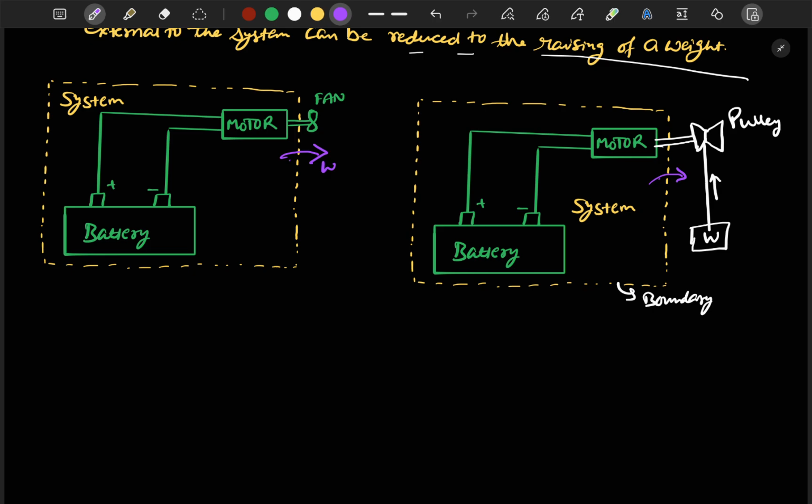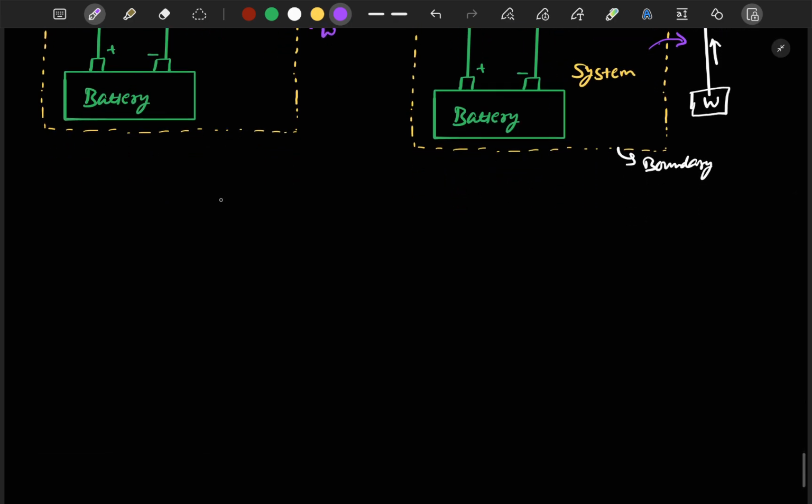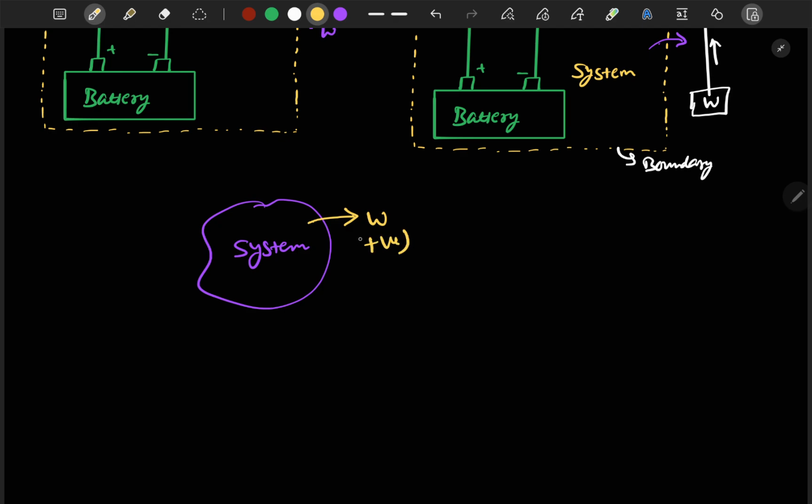Next we will look into the sign convention. What is the sign convention for work? Okay, so let's take a system. Let's say that this is a system. If work is done by the system on the surrounding, we take it as positive. If work is done on the system by the surrounding, that is, we have to provide the work to the system, then it is considered negative.